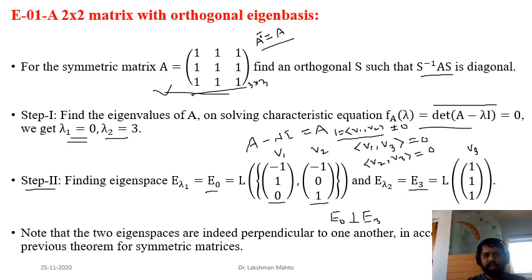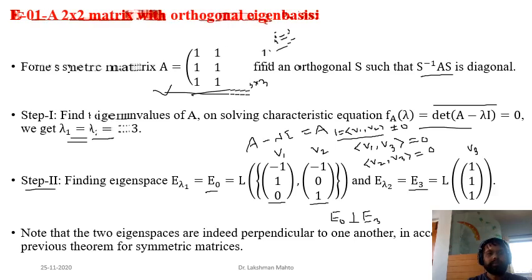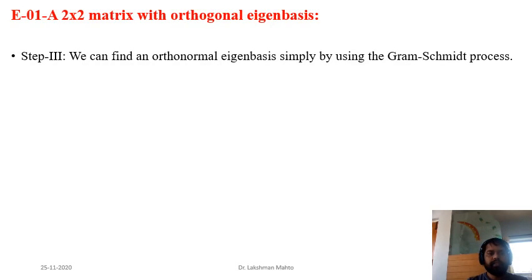Remember that I am always saying this is happening due to the symmetric nature of the given matrix. If this matrix is not symmetric, we can't say all these properties; they may or may not be true. But if it is symmetric, there is a guarantee that you will get such a situation. Here this eigenspace is associated with eigenvalue 0, this eigenspace is associated with 3, and 0 and 3 are two different eigenvalues. So definitely the corresponding eigenspaces would be perpendicular to each other.